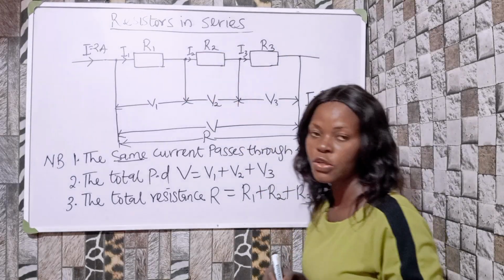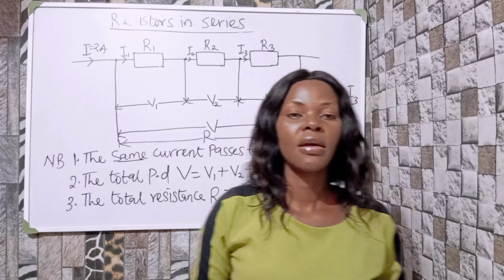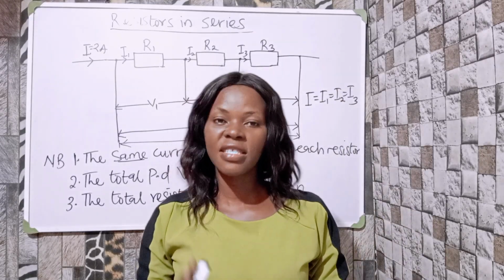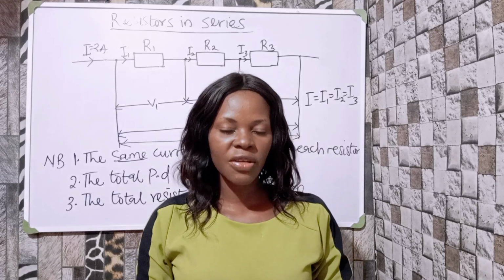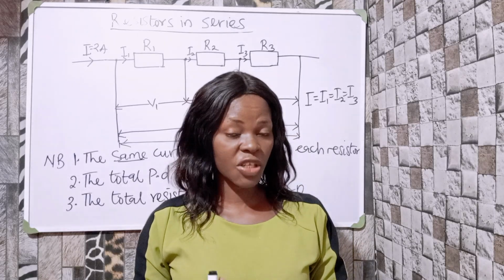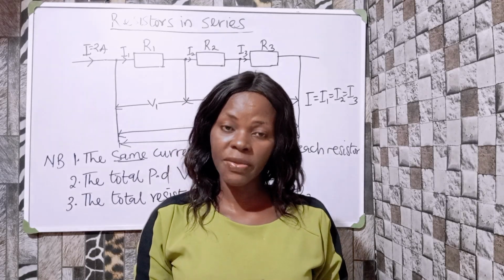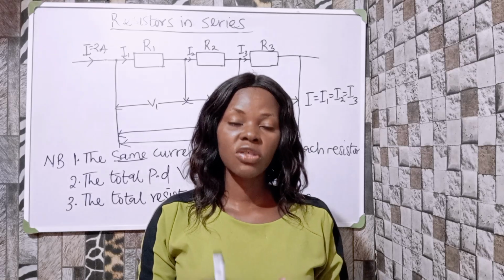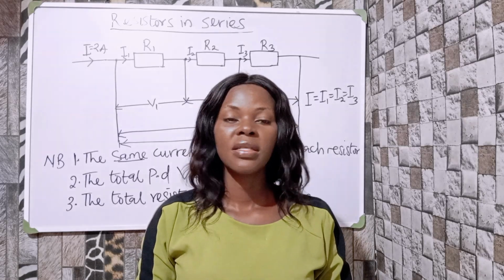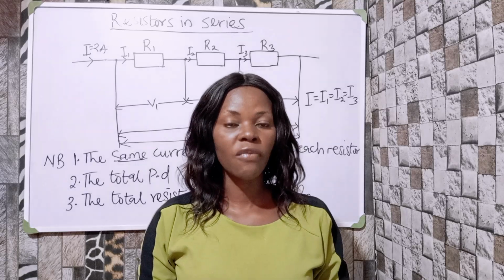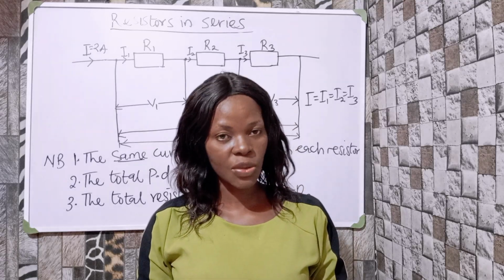So one thing you must note is that for resistors in series, the same current flows across each of the resistors. But for the effective potential difference, it will be what? The sum of the individual PDs across the resistors. And also, the effective resistance is the sum of the resistances of each of the resistors.